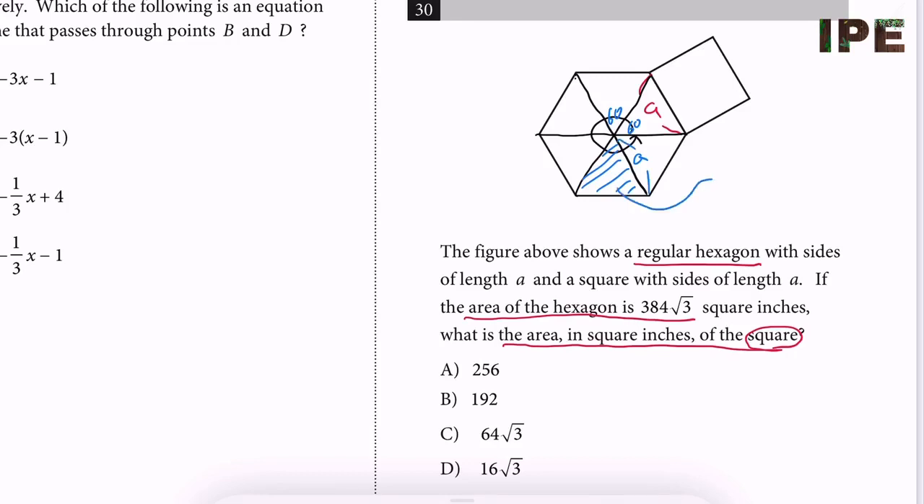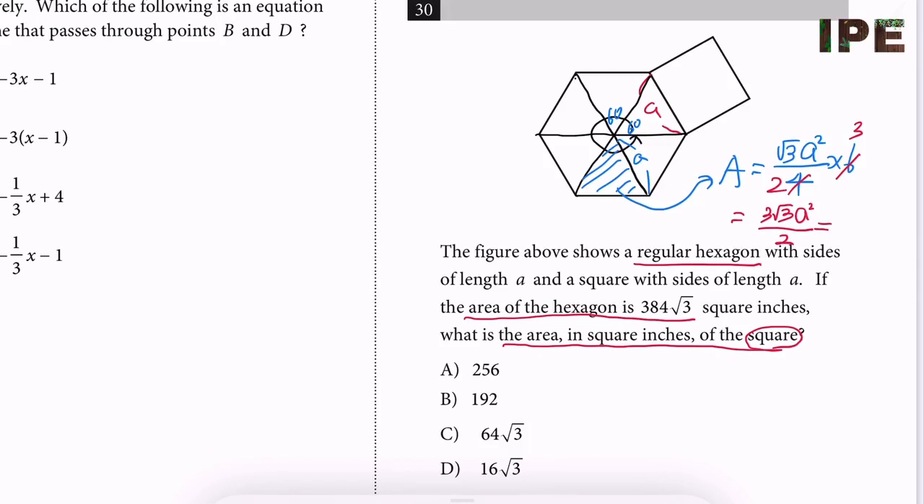What was the formula to find an equilateral triangle's area? There was root 3 a squared over 4. That was the formula. To find this hexagon's area, we have to multiply it by 6 because it includes 6 equilateral triangles. So times 6. That is 2 times 2, 2 times 3. So 3 root 3 a squared over 2.